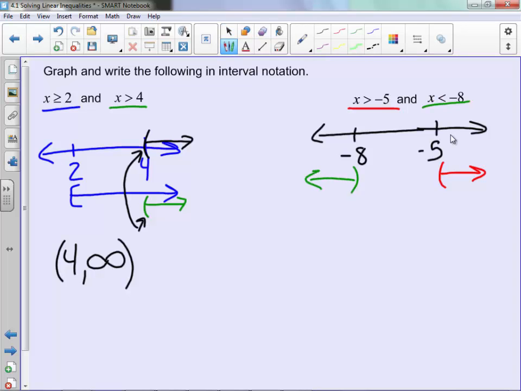And remember, we have an and, so this means where do we have both lines? Well, we don't have both lines anywhere. So this is going to be just no solution, because there's nowhere that satisfies both this inequality and the second inequality.